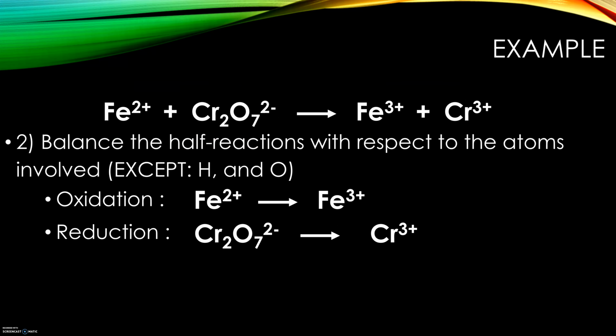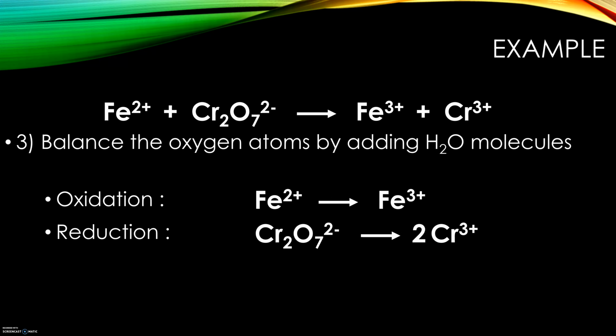Step 2 deals with balancing the half reactions with respect to the atoms involved, except for the hydrogens and the oxygens. Now, if we look at our first one, we have iron and iron. We each have one on each side. Even though the charges are different, we're dealing with the quantity of the atoms, right? So we don't have to balance the first oxidation half reaction. Now we look at the reduction part. We notice that we have two chromiums on the left side and we have one chromium on the right side, which means we have to balance the chromium. So we add a coefficient of 2 so that we can multiply it by a factor of 2 and equal out the same number of atoms. That is step 2. Remember, hydrogens and oxygens not yet.